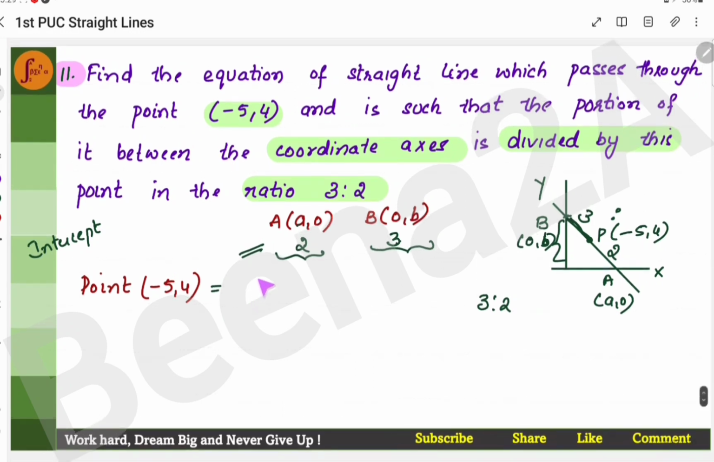So first you put this point (-5, 4) here, and now you put the coordinates. First you put the ratio 3 is to 2, in the same order, 3 is to 2.